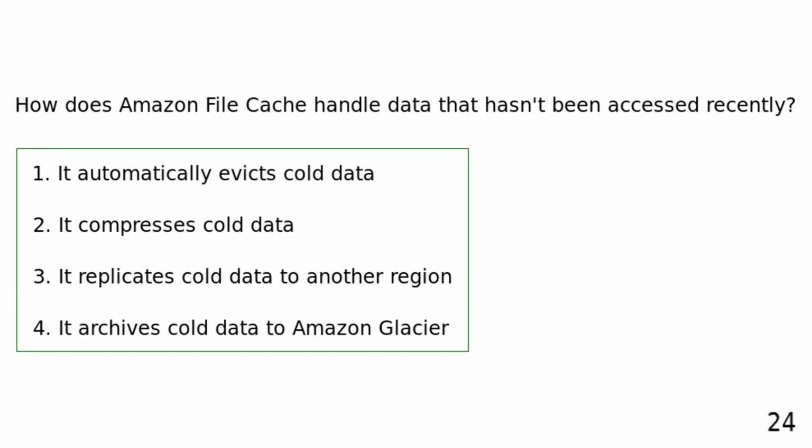How does Amazon File Cache handle data that hasn't been accessed recently? It automatically evicts cold data. It compresses cold data. It replicates cold data to another region. It archives cold data to Amazon Glacier.